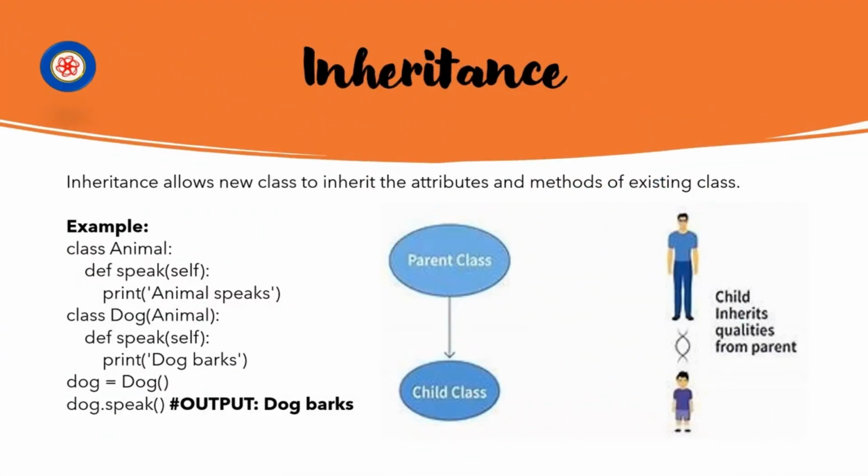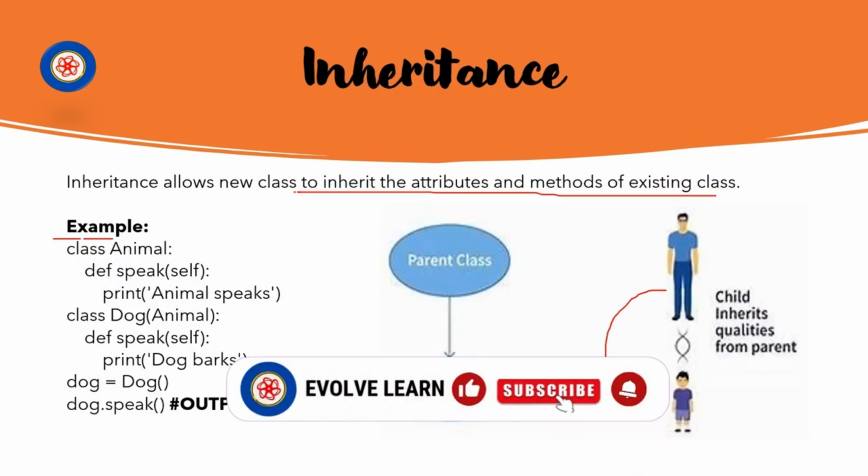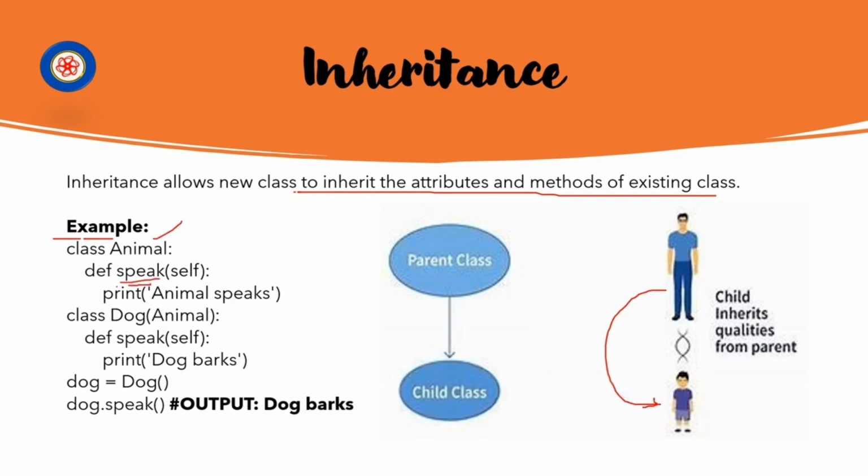Inheritance allows a new class to inherit the attributes and methods of the existing class. This promotes code reuse and reduces the effort needed to create a new class. In simple words, you can tell inheritance is like a child inheriting the qualities from their parent. Coming to this example, we are creating a class named animal. Inside the class, there is a method called speak. When called, it will print animal speak.